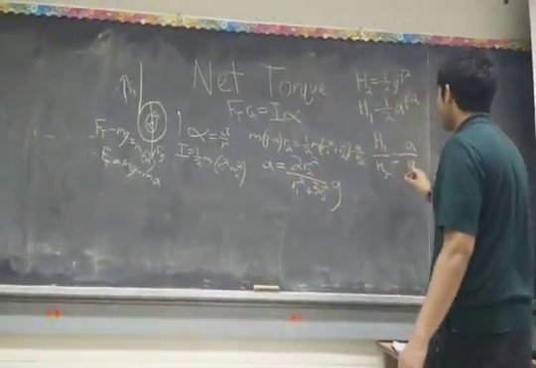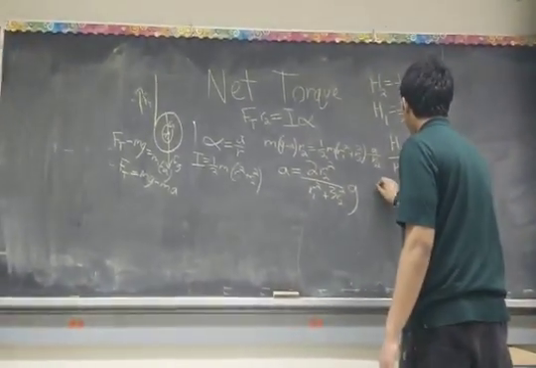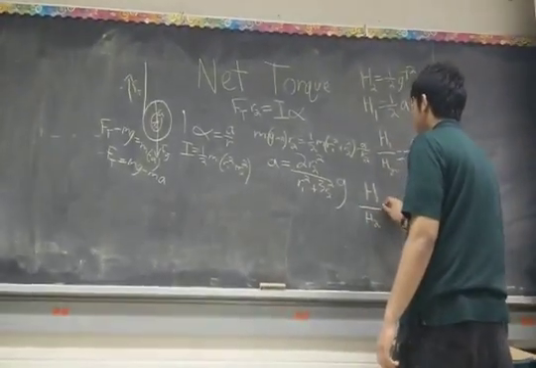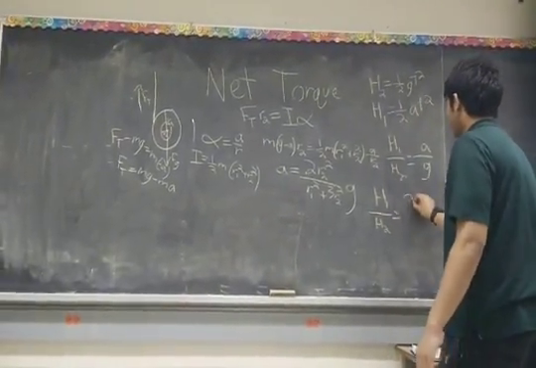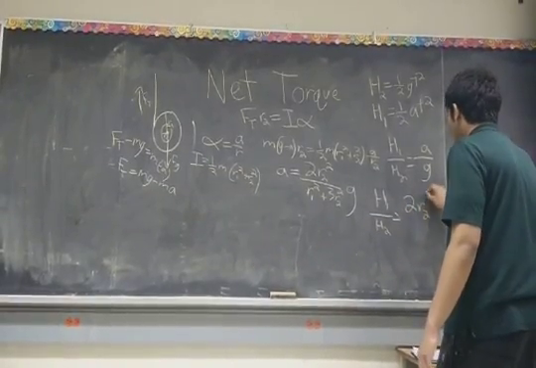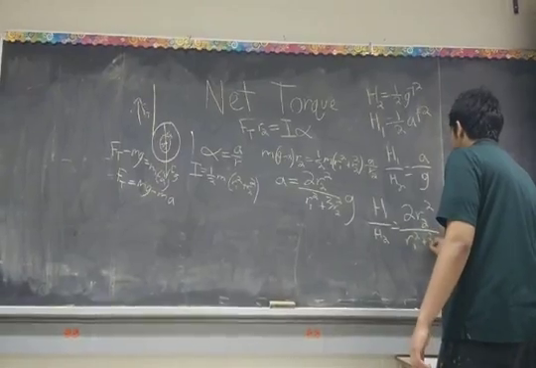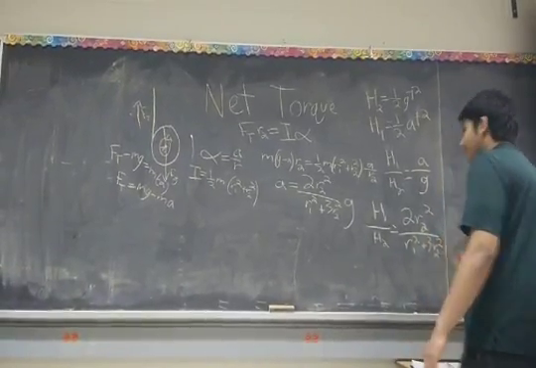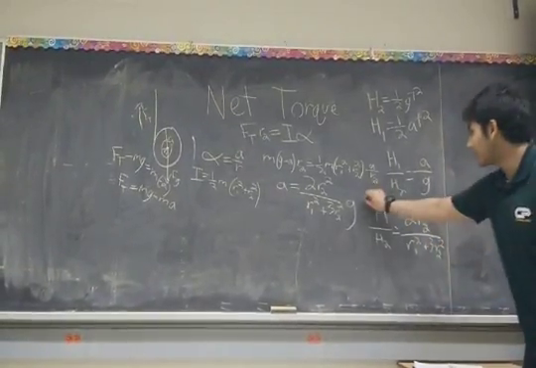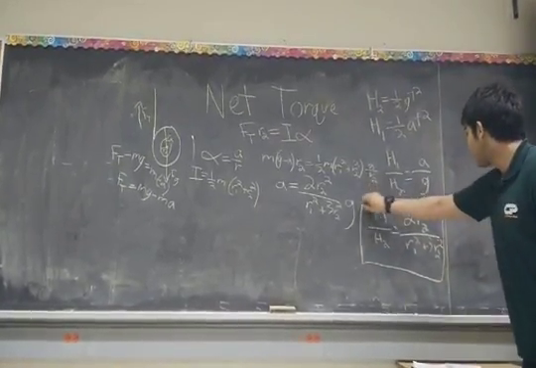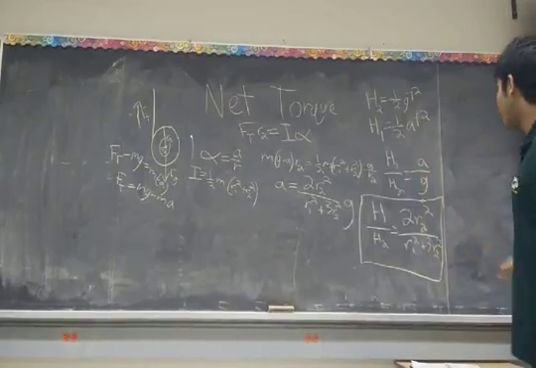Now plugging this into that, we get that h1 over h2 equals 2 R2 squared over R1 squared plus 3 R2 squared. And we have derived the equation for the ratio of heights between a rolling object that's falling and a normal object that's falling.